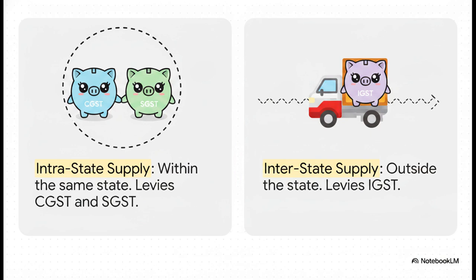But on the flip side, what if you cross state borders? Say, selling goods from Gujarat all the way to Uttar Pradesh? That instantly becomes an interstate supply. In this case, a single unified tax, called IGST or Integrated GST, is levied by the center. Just lock this in your mind. Your location entirely defines which tax family member shows up.